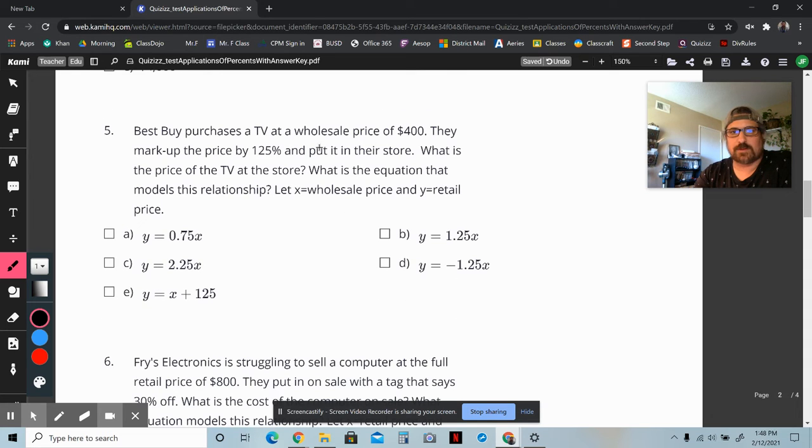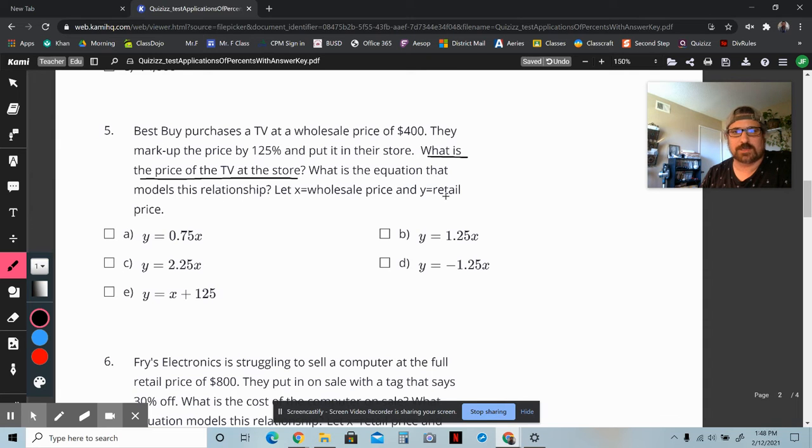Best Buy purchased the TV at a wholesale price of $400. They mark up the price by 125% and put it in their store. What is the price of the TV at the store? So this is the retail price. This is exactly the same situation that you had in the first problem. It says, what is the equation that models this relationship?